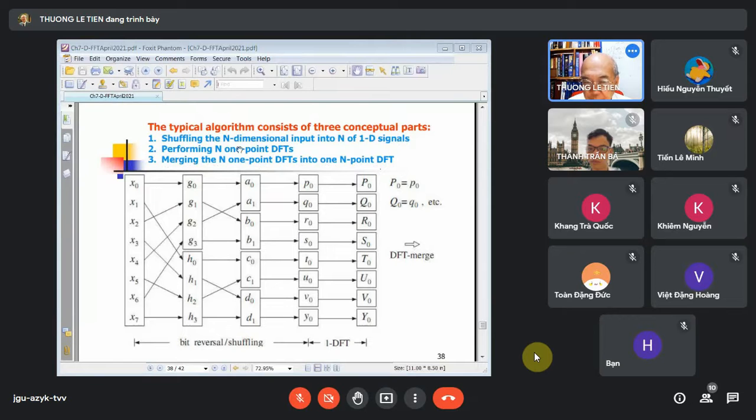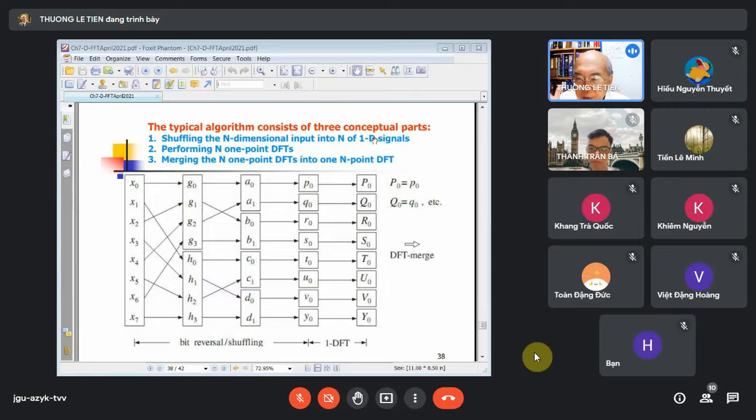Actually, we don't have to split the n-dimensional input into n 1D signals. Just split it into n/2 2D signals. And then we know the result of the 2D DFT already.